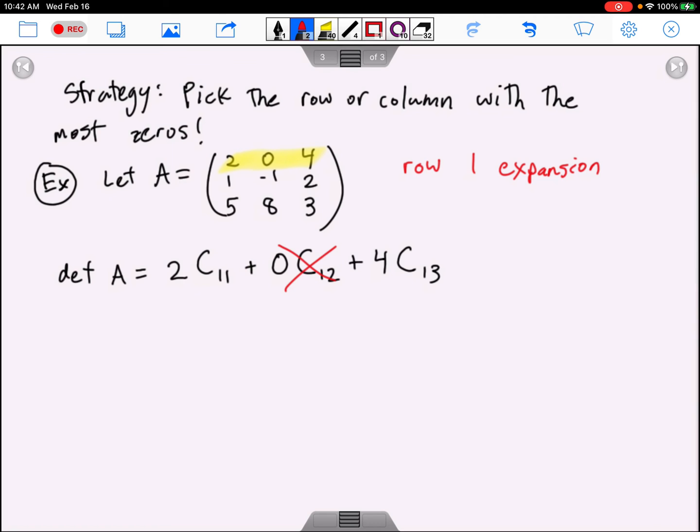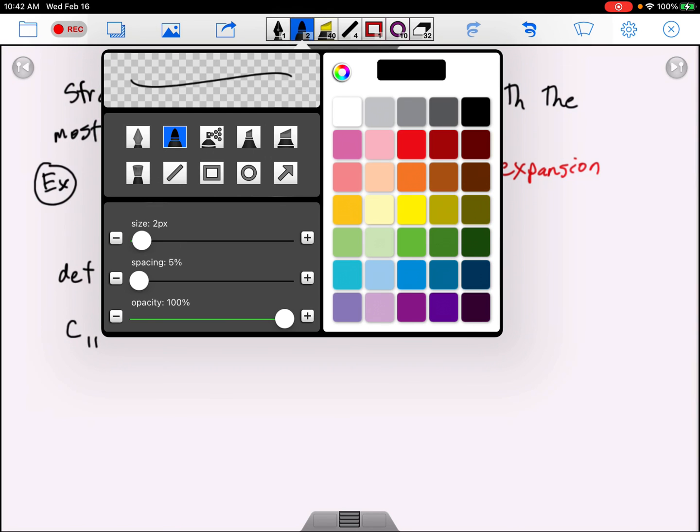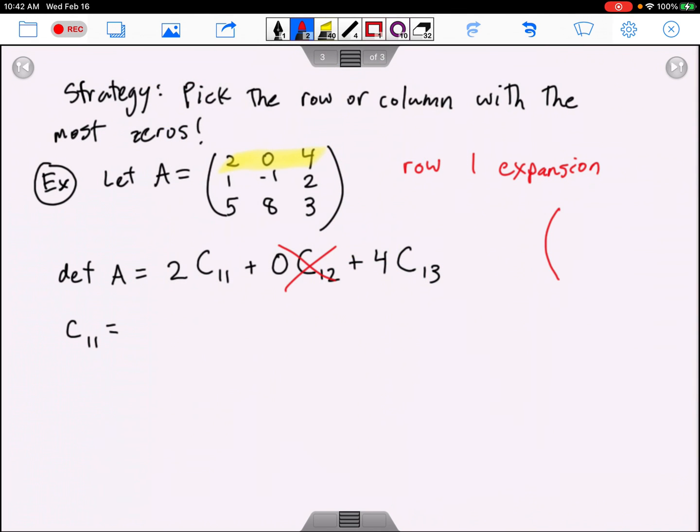So let's calculate the cofactors one at a time here. Let's start with C11. We're doing a 3 by 3 matrix here, so I'm going to create my plus minus chart. This is my plus minus chart for a 3 by 3 matrix, but we're actually only going to be using the top row for this, right? Because we're doing a first row expansion, but I wanted to include the whole thing so that you guys see where it comes from, okay?